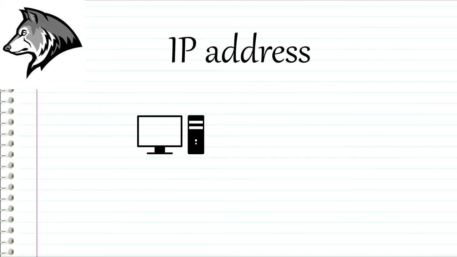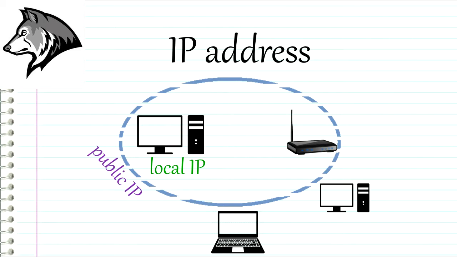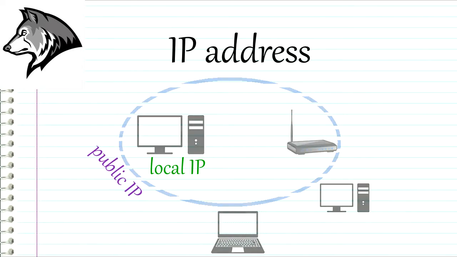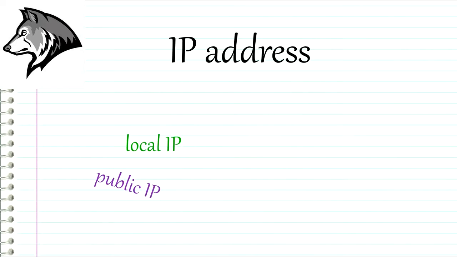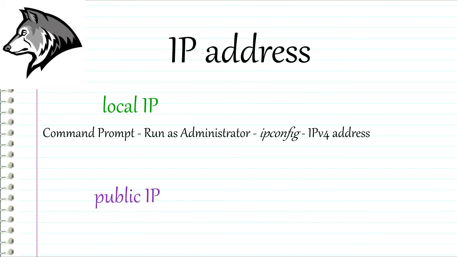If your computer is connected to a router, that router will automatically assign a local IP address to your computer. Your local IP address is hidden from the outside world and it is used only inside your LAN. Public IP address is your IP outside your network. You can check your local IP by opening the command prompt and typing ipconfig, and your public IP by going to whatsmyipaddress.com.